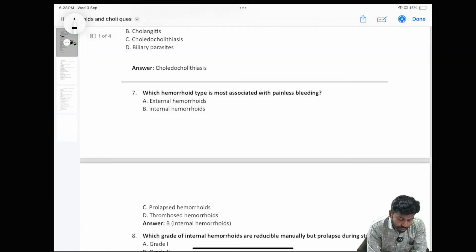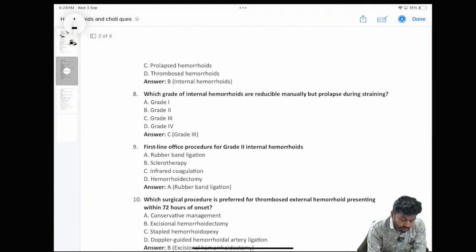Which hemorrhoid type is most associated with painless bleeding? Painless bleeding means internal hemorrhoids. Which grade of internal hemorrhoids are reducible manually? Painless, manual, or spontaneous, manual, then these things. So manual, that is grade 3.